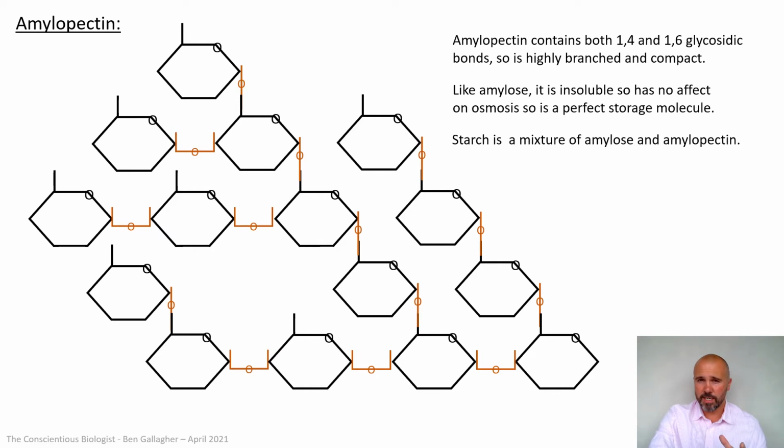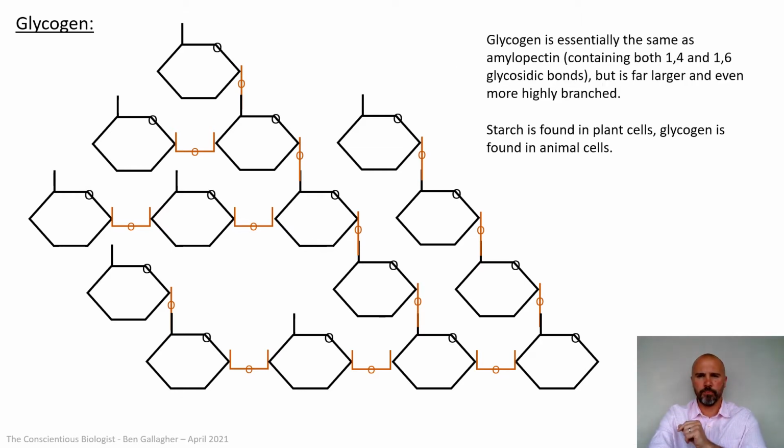Now, if we change this from plants to animals, we can change the title again to glycogen. I'm going to get rid of the text above me now and change this to glycogen, because glycogen is essentially the same as amylopectin. Look, I haven't changed the diagram. It contains both 1,4 and 1,6 glycosidic bonds.